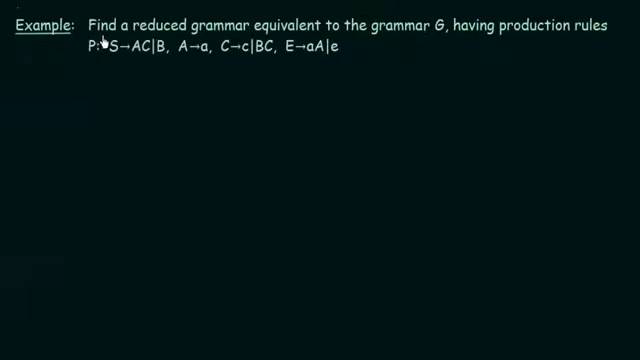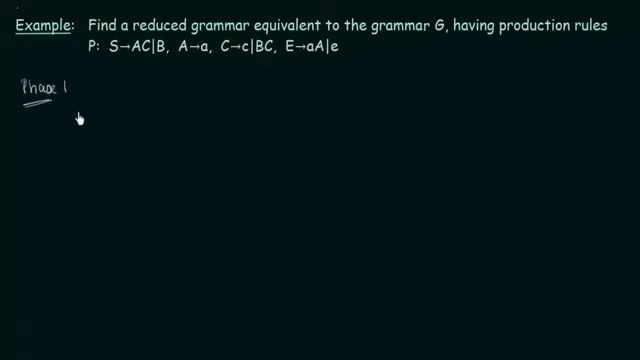Alright, so now we will see an example to understand it in a better way. Find a reduced grammar equivalent to the grammar G having these production rules. We are given a grammar G with production rules: S gives AC and B, A gives a, C gives c and B c, and E gives a and e. Here the start symbol is S, the non-terminal symbols are S, A, C, B and E, and the terminal symbols are small a, small c and small e. We have to find a reduced grammar for this. So we will follow those two phases which we studied in the beginning. Let's proceed with phase number 1.